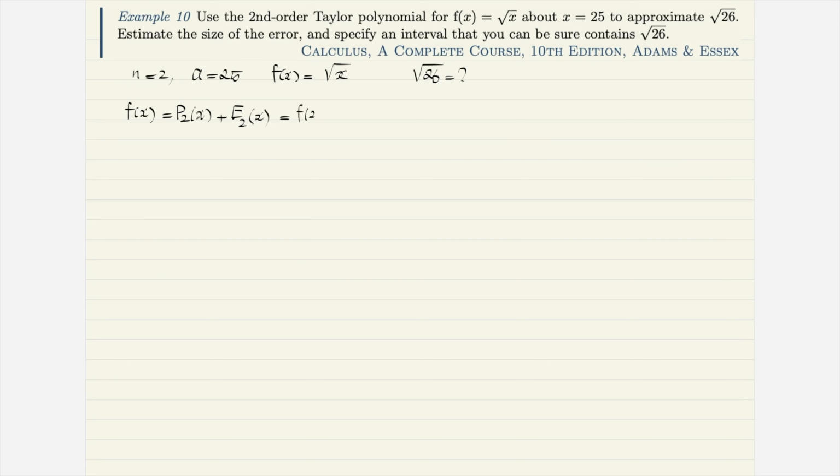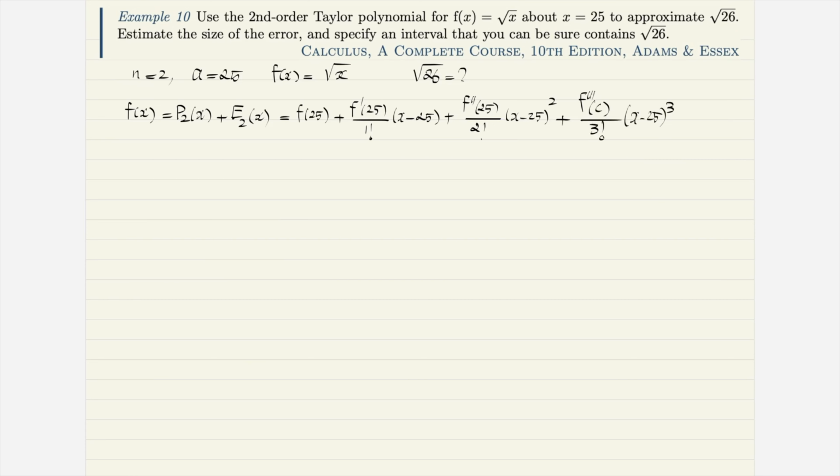So it becomes f of 25 plus f prime of 25 divided by 1 factorial multiplied by x minus 25, and then plus f double prime of 25 divided by 2 factorial times x minus 25 to the power 2. And now I have to write E sub 2. E sub 2, you can pretend that you go one step more into the Taylor polynomial, but the only difference is that instead of writing 25 in the derivative, you replace it with c. So it becomes f triple prime at c divided by 3 factorial times x minus 25 to the power 3.